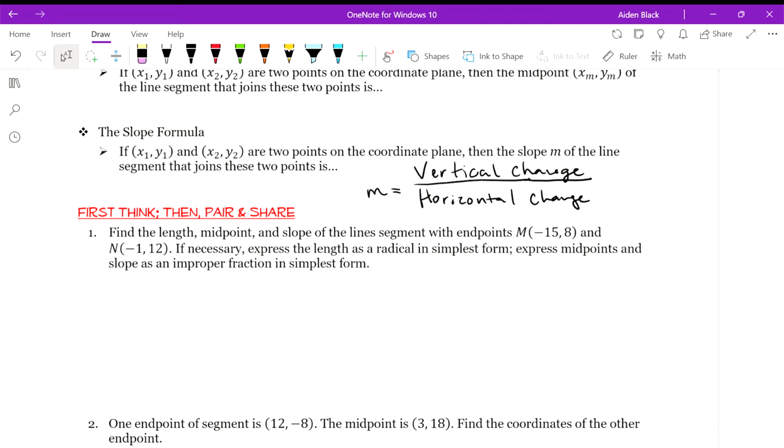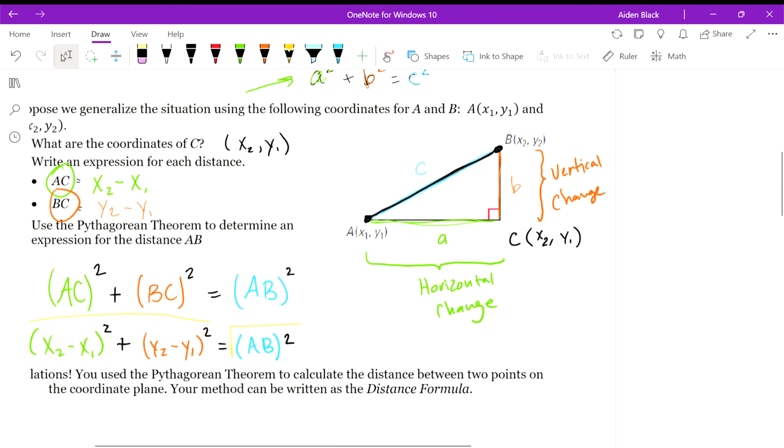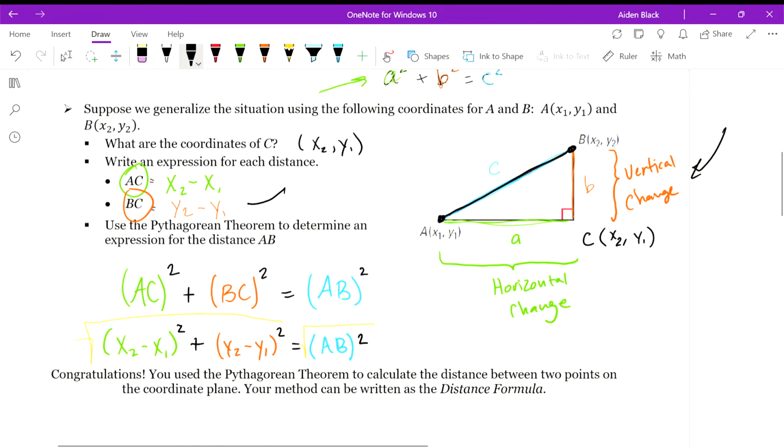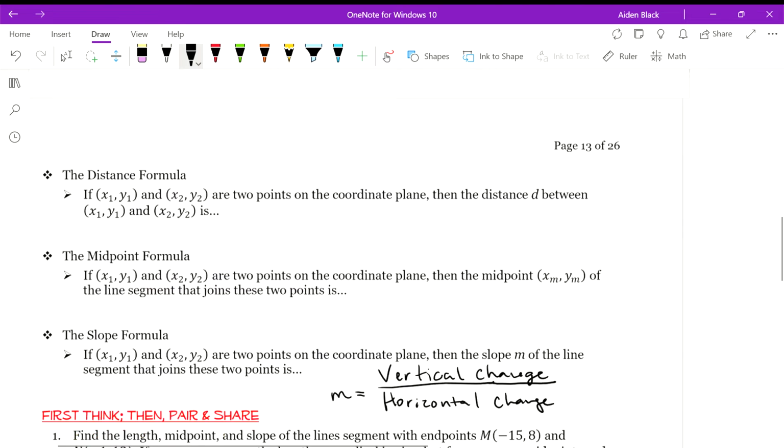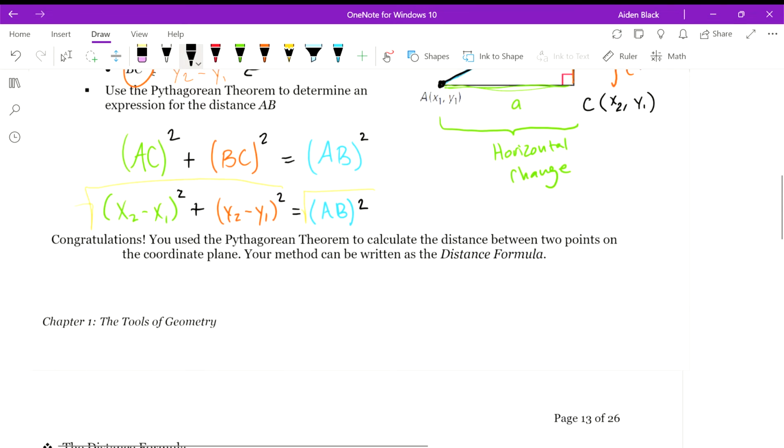And what we noticed when we were going over deriving the distance formula using Pythagorean's theorem, and you can kind of see it here, look at your vertical change. What do we find out our vertical change is? It is y2 minus y1. Okay, so let me write that here. y2 minus y1.